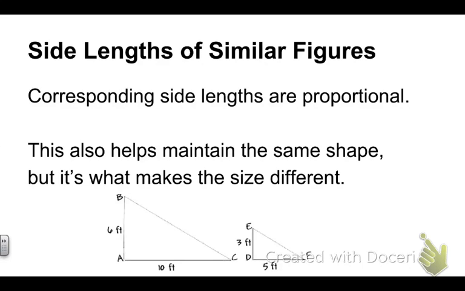So now the side lengths of similar figures: the corresponding side lengths are proportional. This also helps maintain the same shape, but it's what makes the size different. Everything is in proportion. So if we look, we went from 10 to 5. That one got reduced by half. We went from 6 to 3. That also got reduced by half. If one side reduces by half, then all the sides need to reduce by half. Otherwise, it's no longer proportional.